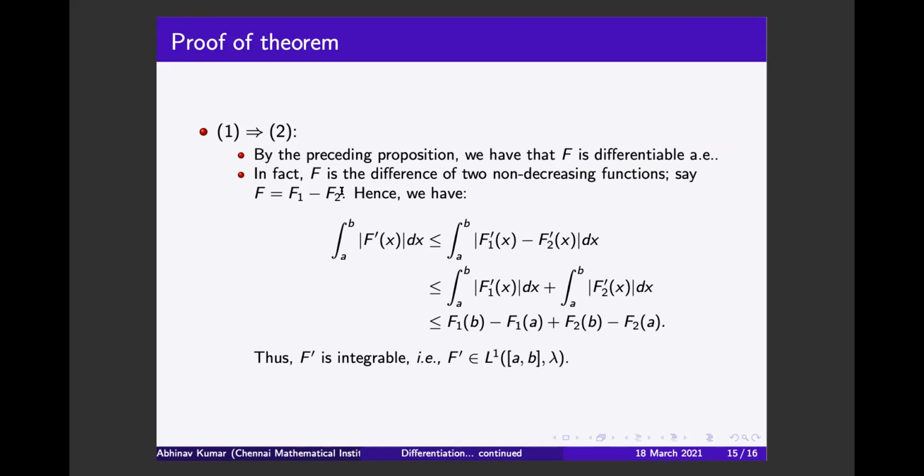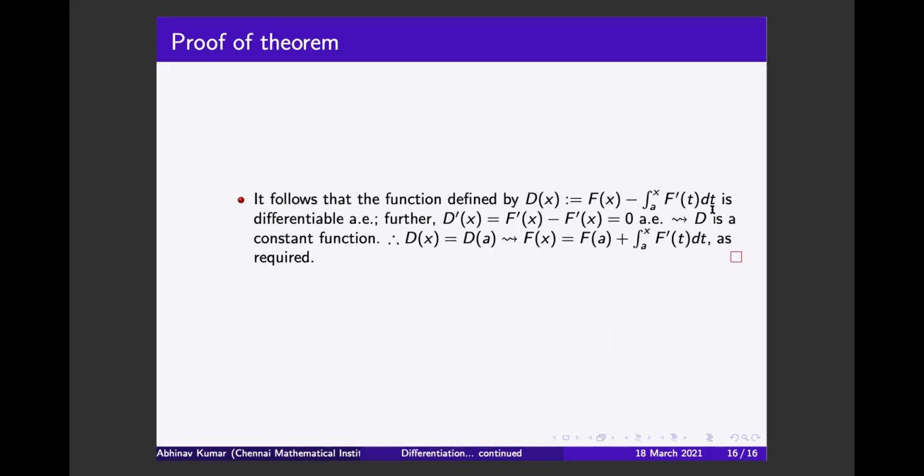So let these be the non-decreasing functions f1 and f2, and let f be equal to the difference. So hence this is what we have, just by the definition, and all of these are actually obvious. This being bounded by this finite real number shows that f dash is integrable. And lastly, it follows that this function is differentiable almost everywhere.